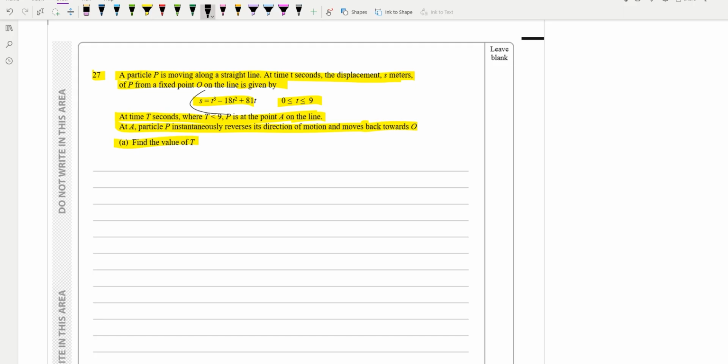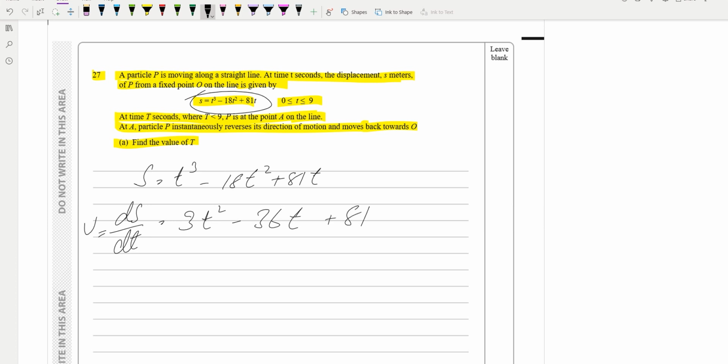So with this equation provided, we take s equal to t cubed minus 18t squared plus 81t, and we know ds by dt will be our velocity. The derivative will be 3t squared minus 36t plus 81, and this should be equal to 0 at this point. So to find the value of t, velocity will be 0 at this point.